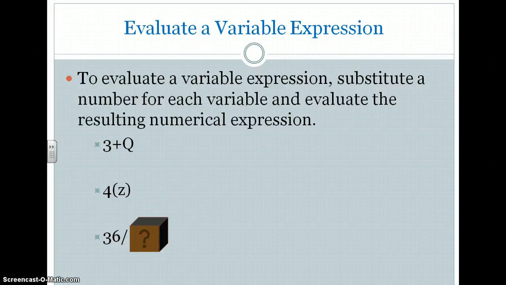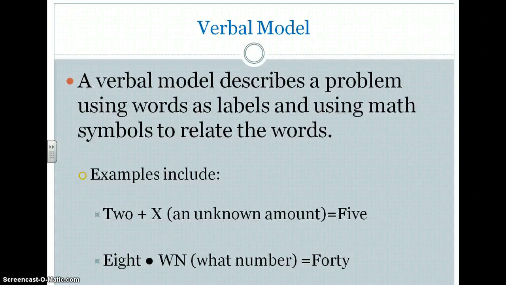Okay, to evaluate a variable expression, substitute a number for each variable and evaluate the resulting numerical expression. Okay, so here we have various variable expressions. We've got 3 plus q, 3 times z, or 36 divided by whatever unknown quantity is in that box. All of those are variable expressions that could be used.